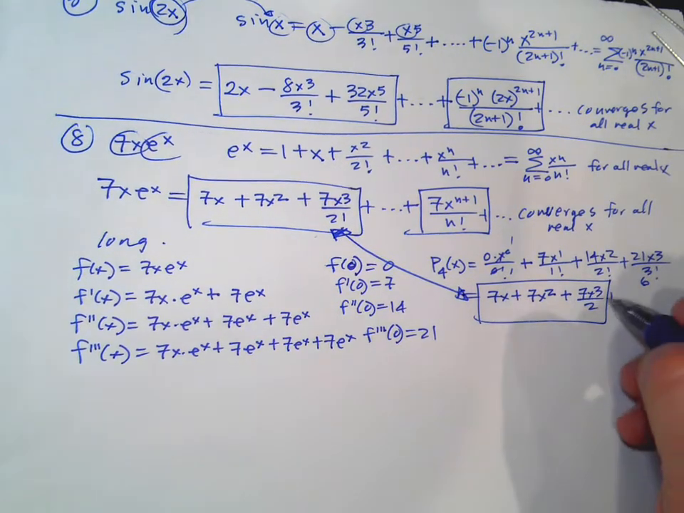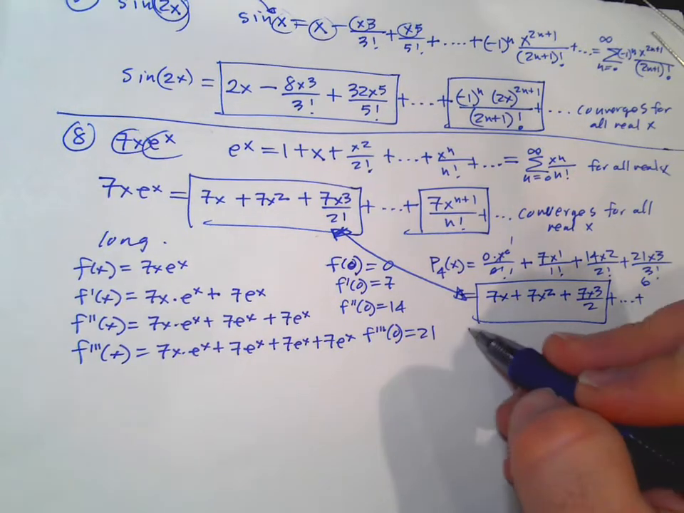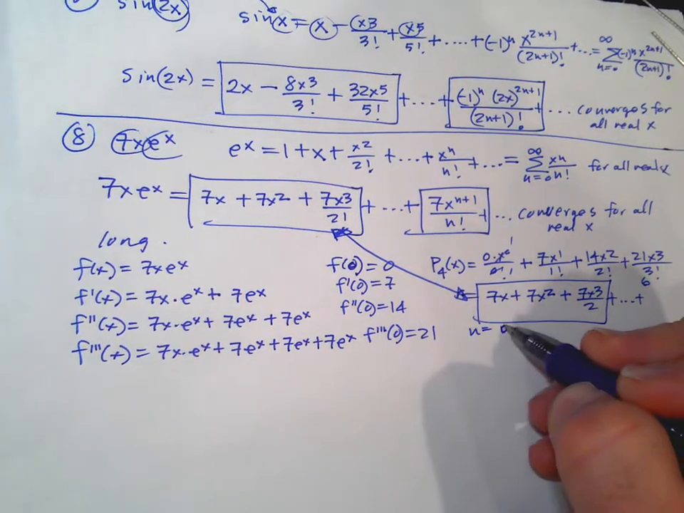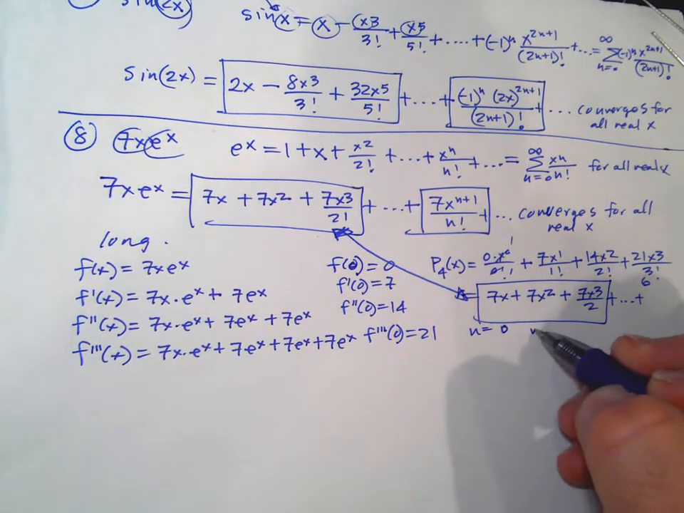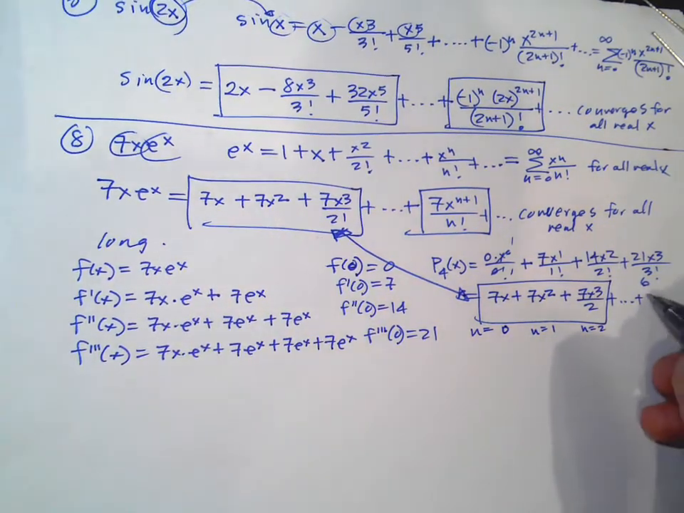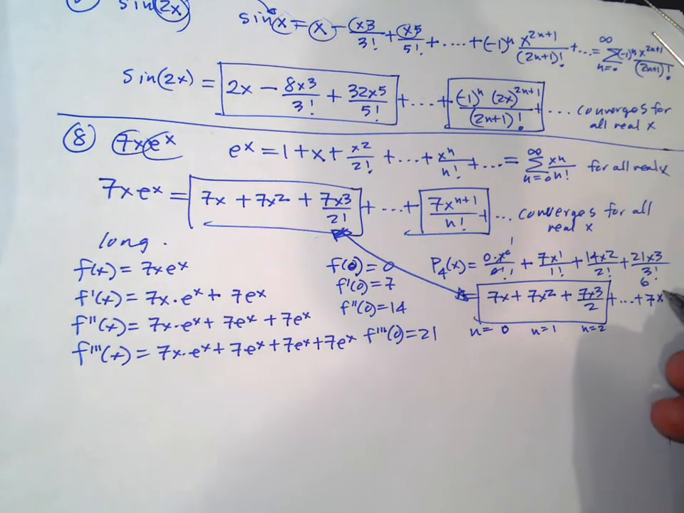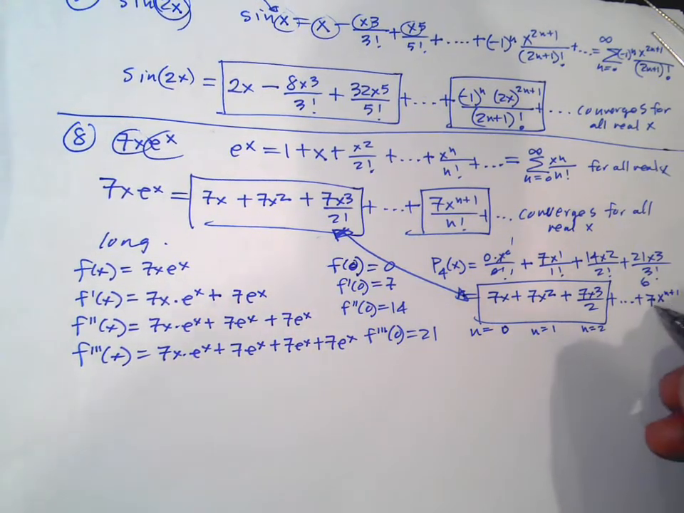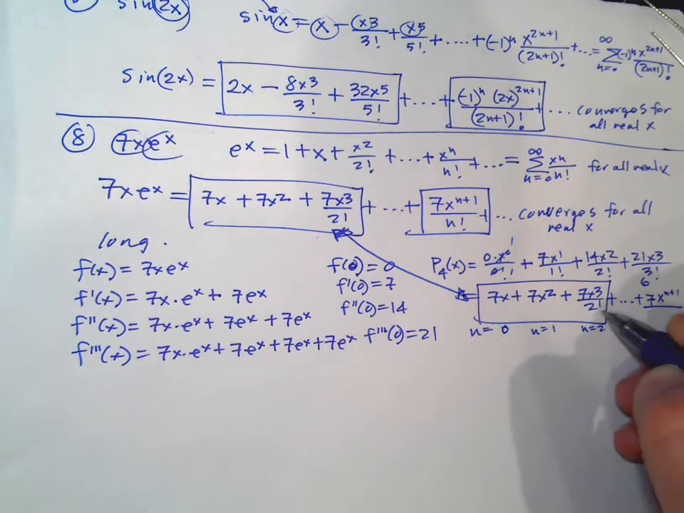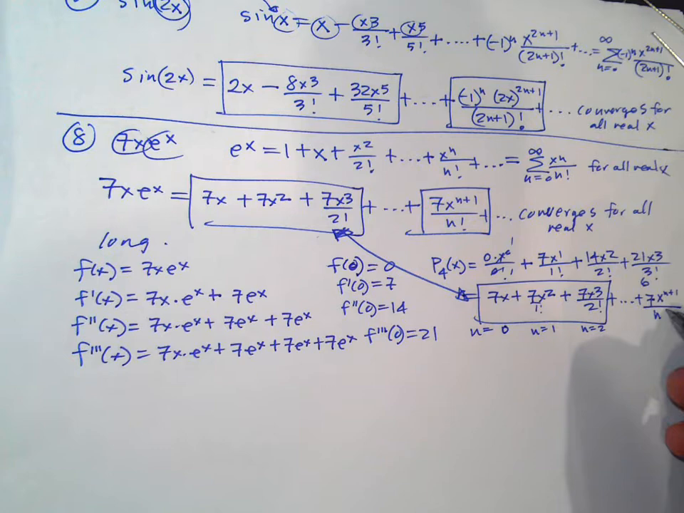But now you got to find the nth term. So you probably want to simplify it and see if you could find a pattern. So it looks like it's going to have a 7 x to the n plus 1 over, and it's a little harder to determine this pattern, but it's going to be n factorial.